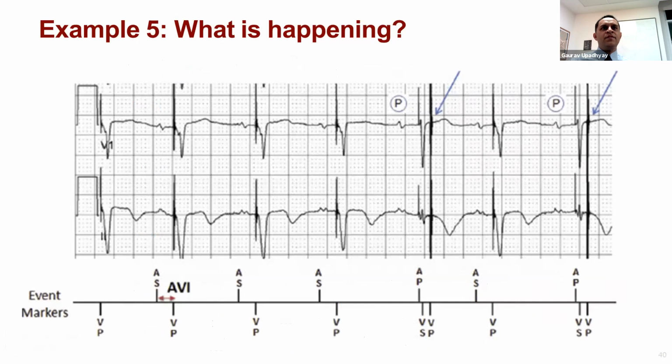All right, example 5 here. Let's just walk through it. A-sense V pace, A-sense V pace. Here we have an A pace, and there is a V-sensed event. There's a V-sensed event that's occurring, and yet immediately after it, we see a V pace. Here, A-sense V pace, A pace, V-sense, and immediately after it, we see a V pace. That's a little weird. What's happening in this situation?